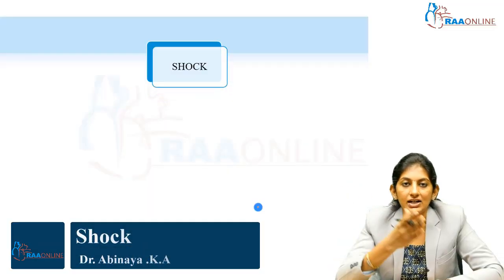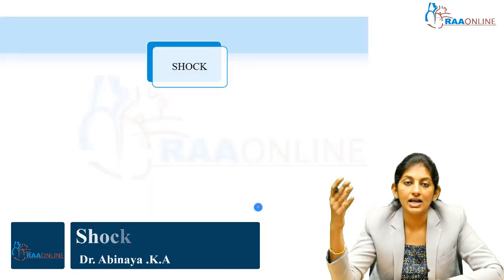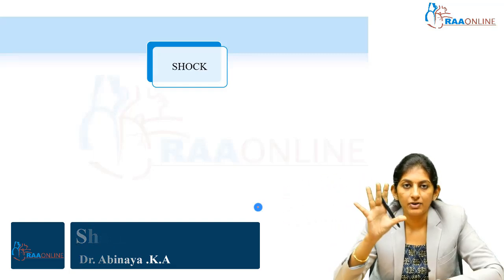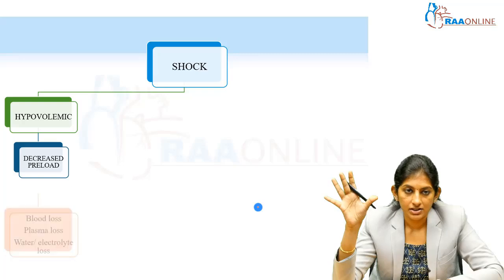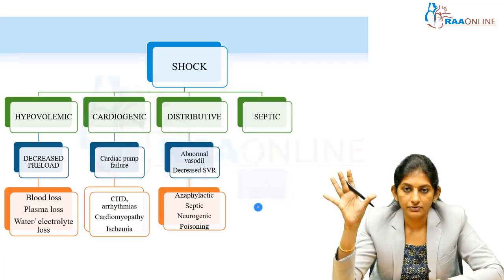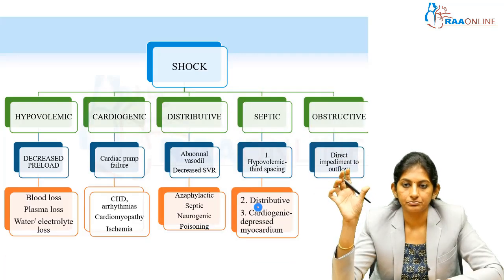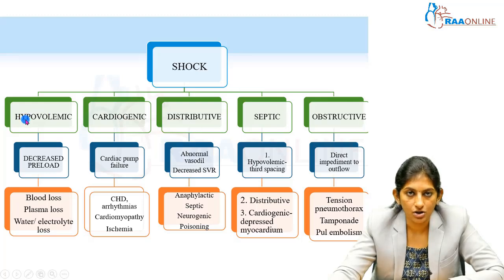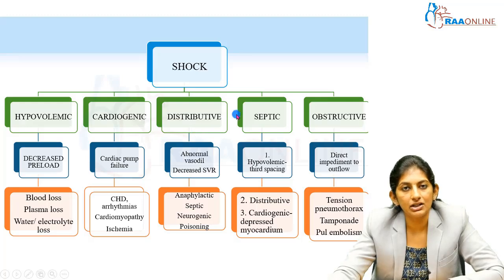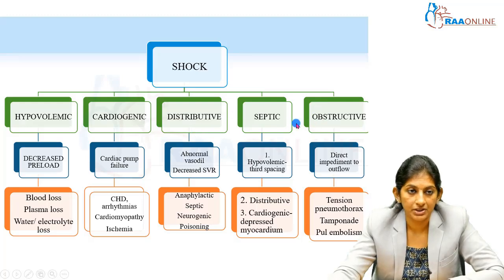We will start with the various types of shock. We have 5 different types of shock. I will just give you the different types first, and then we will deal with each separately. So, just look here. There are 5 different types of shock: hypovolemic shock, cardiogenic shock, distributive shock, septic shock and obstructive shock.